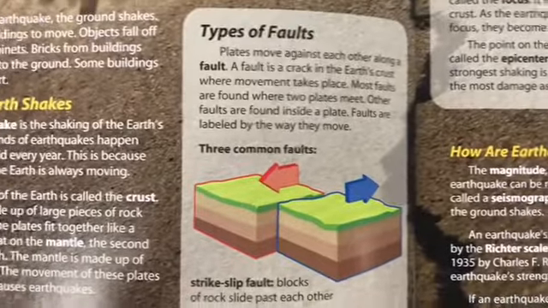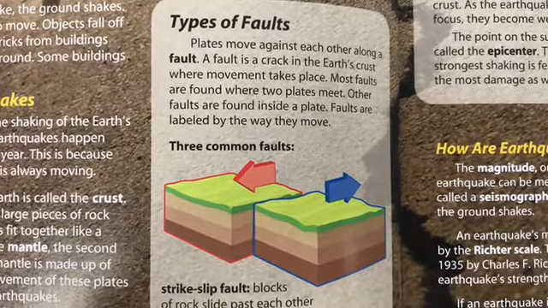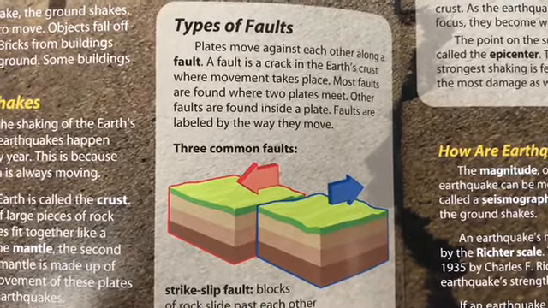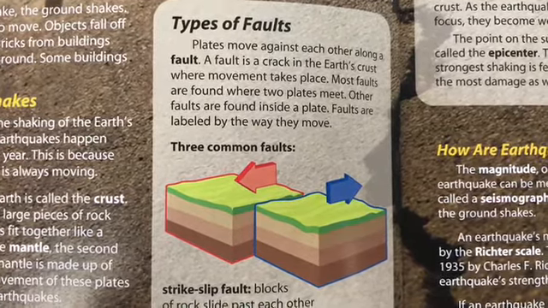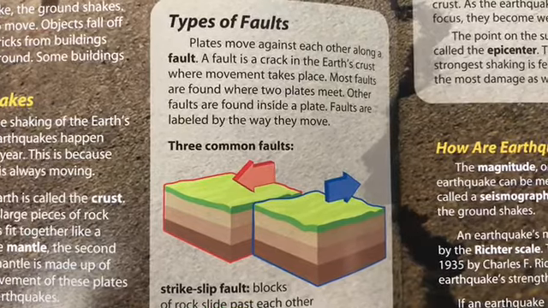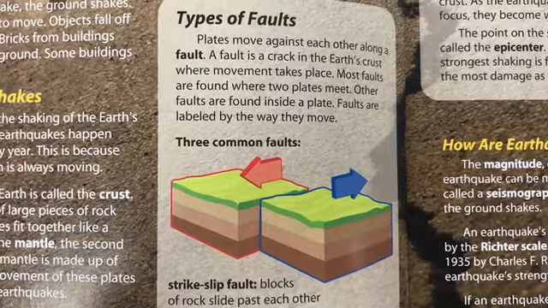Types of faults. Plates move against each other along a fault. A fault is a crack in the Earth's crust where movement takes place. Most faults are found where two plates meet. Other faults are found inside a plate. Faults are labeled by the way they move.